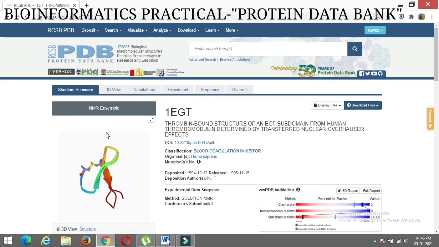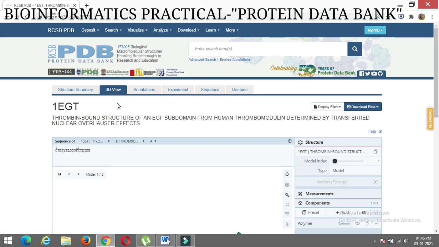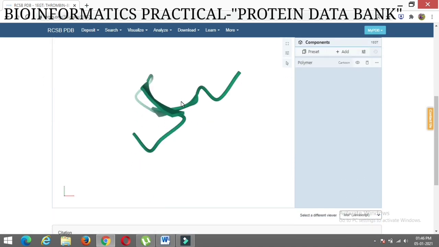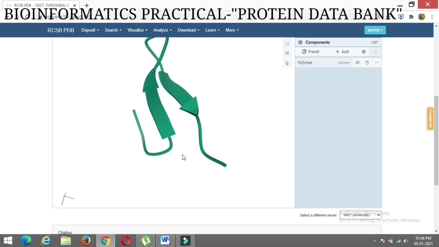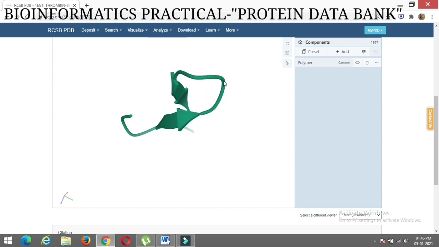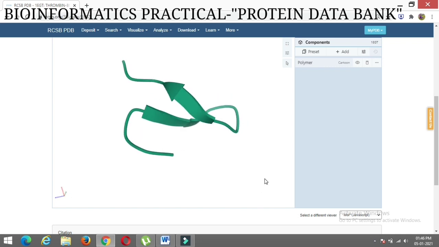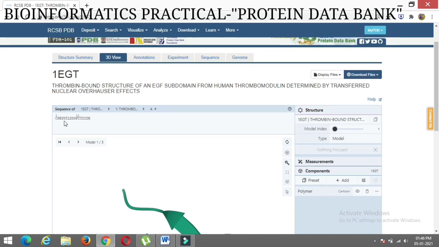Now we will see its 3D structure. We have to click on 3D view. After clicking on 3D view we get to see its 3D structure, and in this 3D structure these are the beta pleated sheets. And also these are the alpha helical structures. These are the beta pleated sheets that are present on the screen.